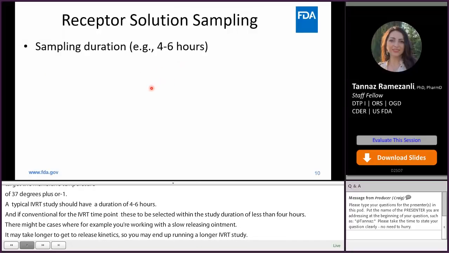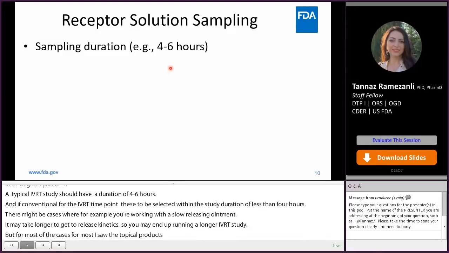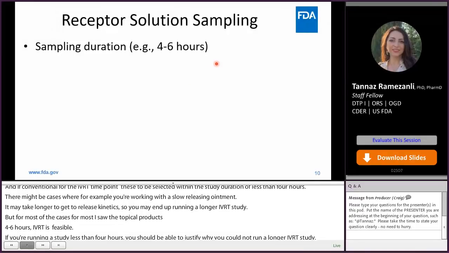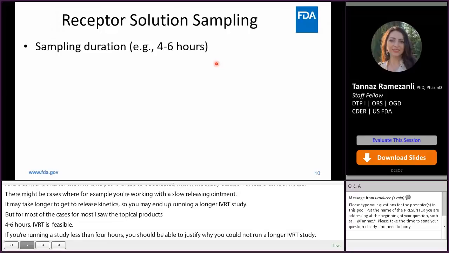And if you're running a shorter IVRT study, like less than 4 hours, you should be able to justify why you could not run a longer IVRT study. And as I mentioned earlier, dose depletion values of more than 30% are not a valid and adequate justification to truncate the IVRT study.